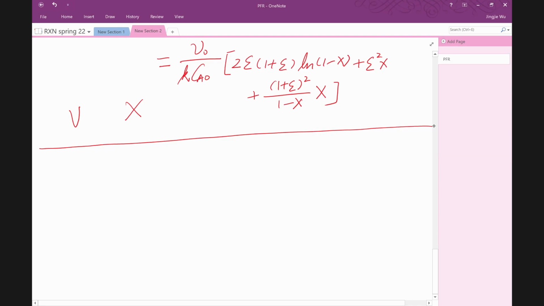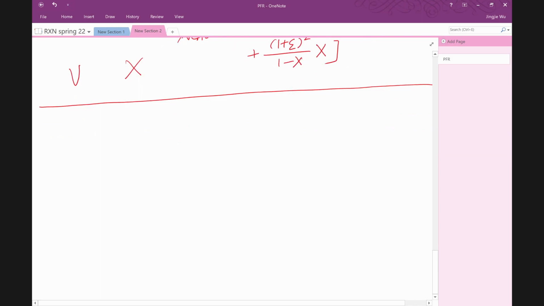Okay, so let's have an example. Continue to build the ethylene glycol plant.